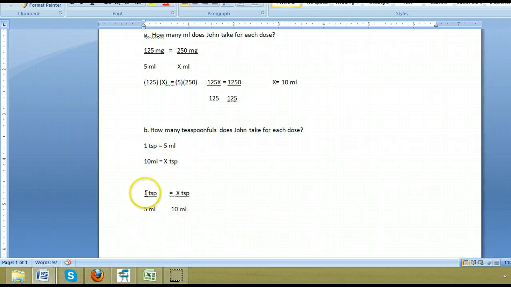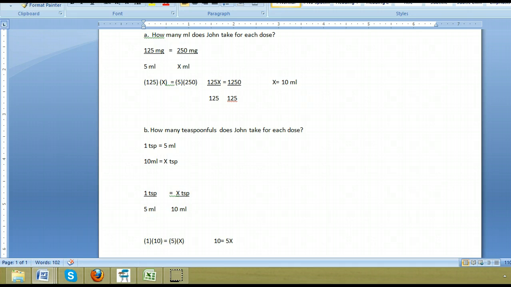Then our next step is going to be, we need to solve for X, so we're going to do this cross multiplying again. 1 teaspoon, or 1 times 10, equals, and then we're going to multiply 5 times X. Cross multiply. 5 times X. Do the math. 1 times 10 is 10, right? Equals 5 times X is 5X.